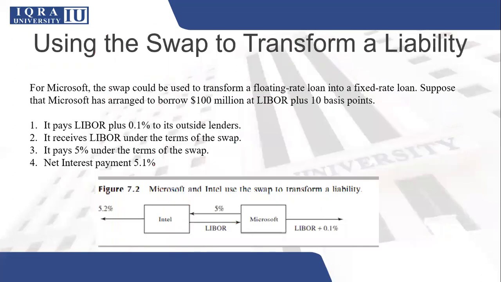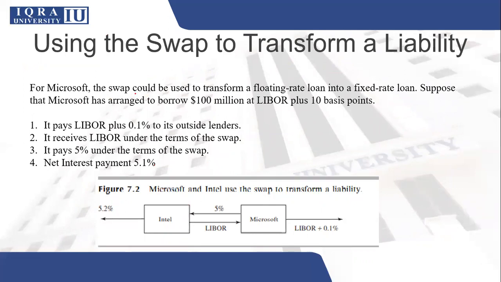Now, moving ahead, basically swaps are used to transform a liability. This means that somebody who is stuck with a fixed rate and wants a floating rate can arrange a swap in order to arrange this. And similarly, somebody who is already on floating rate terms but wants to go on to fixed rate terms will also utilize a swap. Now let's look at an example of how this is done.